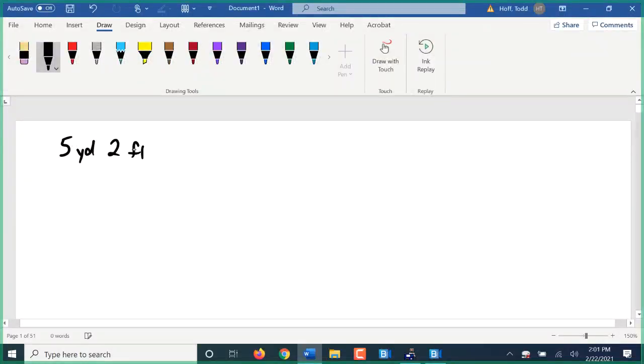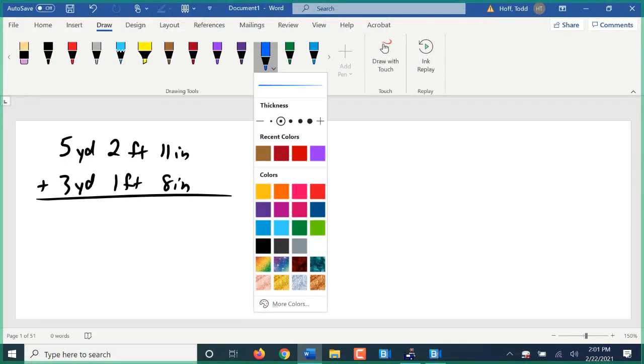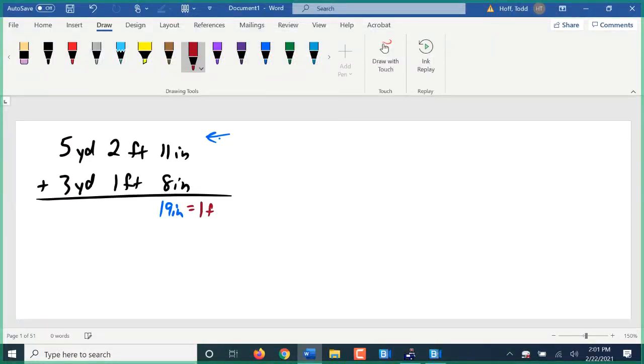5 yards, 2 feet, 11 inches, plus 3 yards, 1 foot, 8 inches, and we had to work with all three of those units. Of course, we started on the right, worked our way back to the left, just like with any other unit. 11 plus 8 is 19 inches, which is bigger than a foot. That is 1 foot with 7 inches left over. Can't find the 7, we can always just subtract the 12 inches for the 1 foot.